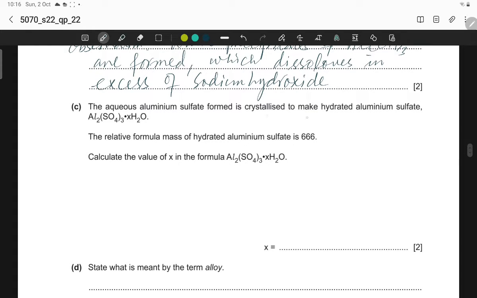The aqueous aluminum sulfate formed is crystallized to make hydrated aluminum sulfate. The relative formula mass of hydrated aluminum sulfate is 666. Calculate the value of X in the formula. The formula is Al2(SO4)3.XH2O. So the mass of aluminum sulfate plus the water is equal to 666. First find out the mass of aluminum sulfate.